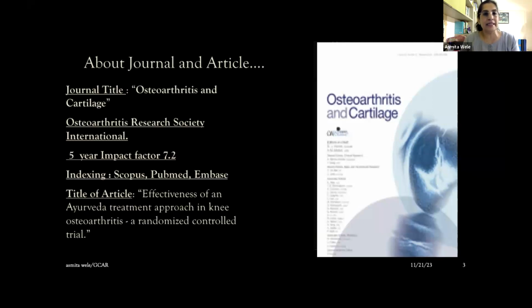This particular journal, Osteoarthritis and Cartilage, is the journal in which this article has been published. It belongs to the Osteoarthritis Research Society International and has been running for quite a few years. This article was published in the 26th volume; now we are into the 33rd volume. The 5-year impact factor for this journal is 7.2. It is indexed in Scopus, PubMed and Embase, which talks about the quality of the research work indirectly.